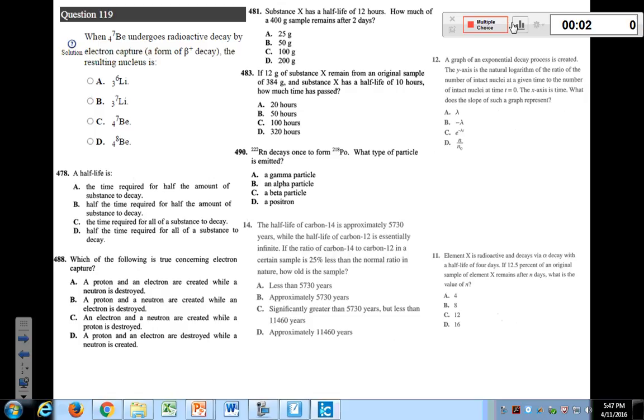When this beryllium undergoes radioactive decay by electron capture, the resulting nucleus is what? So what happens in electron capture? What happens to the nucleus? Well, I bring this electron into the nucleus, so what would happen here? No, I'm sorry, number 119, up here at the top. Right here.